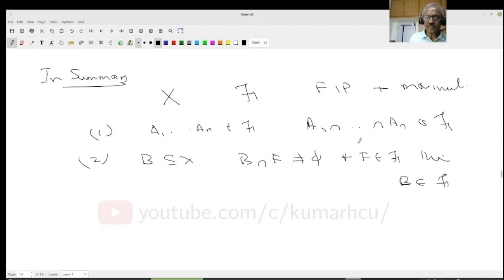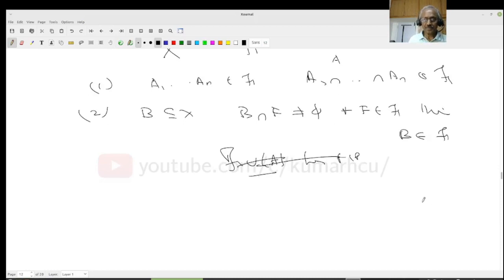A1 intersection ... intersection AM, this is not empty. How did I prove that? Quickly go through the proof. You call this script A, then look at F union script A, and you say this has FIP, and maximality implies that. And similar reason here: script F union B. The idea is very simple. The only thing is you have to review. It's pure set theory. There is nothing very deep. Please pause, review, proceed.